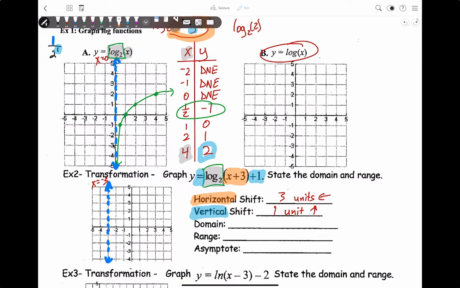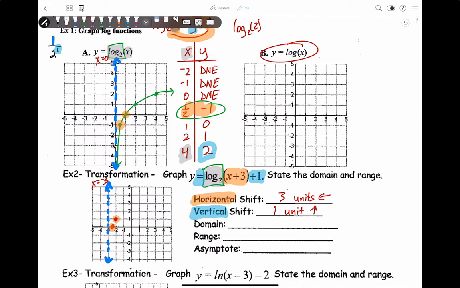So that means this point right here, which used to be at 1/2, -1, is going to shift 3 units to the left and 1 unit up. So 3 units to the left and 1 unit up is now going to be at -2 1/2, 0. Okay, let me do that point by point. Now this 1, 0 is going to shift 3 to the left, so it's -2, 0, and then 1 up, so it becomes -2, 1.